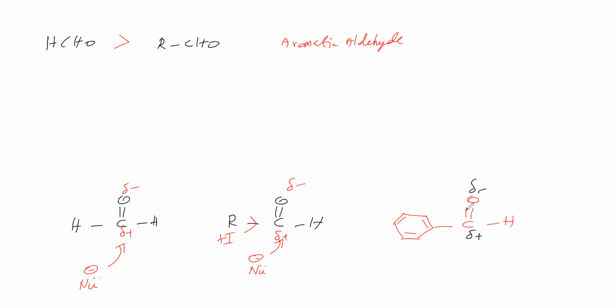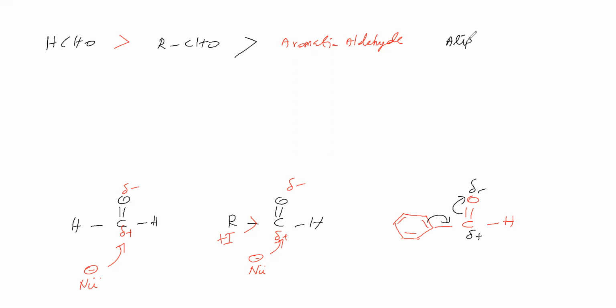But here resonance is possible. This pi bond is moving here, this pi bond is coming here. Due to resonance, this carbon is getting electron cloud from the phenyl ring. Therefore, here the positive charge is less, and there it is more. Less positive charge means the electrophilic nature is less, so the nucleophile attacks less easily. Therefore, nucleophilic addition of aliphatic aldehyde is more than aromatic aldehyde.